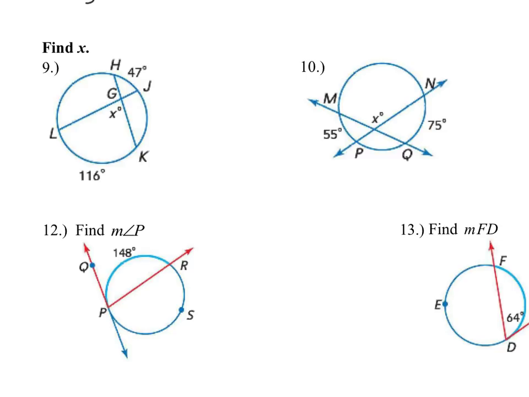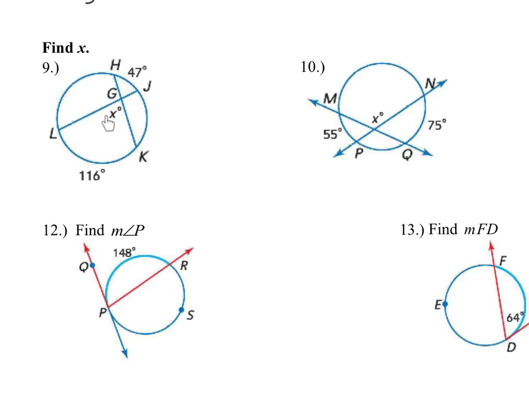Okay, so let me give you a hint for number 9. Notice you have angle x here that is formed by two chords that intersect in the interior of a circle. So we have an angle with x degrees whose vertex is in the interior of the circle, but it's not the center of the circle.